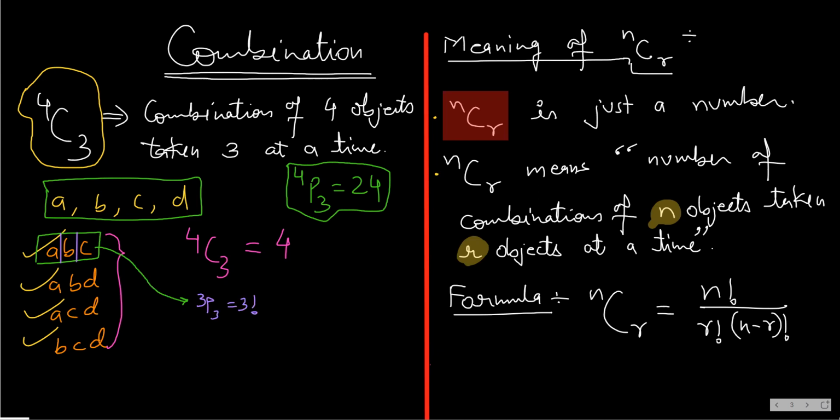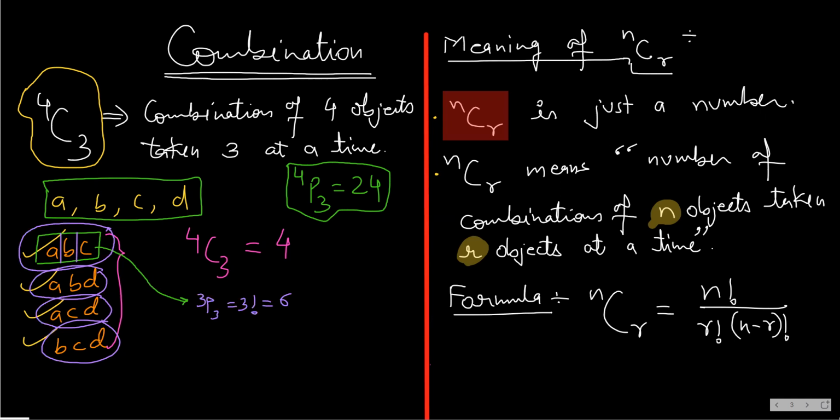So the 3 objects that you are taking, it is going to get you 6. Then this will get you 6. This will also get you 6. And this will get you 6. So you can understand 6 plus 6 plus 6 plus 6, or 6 into 4. How much is that? That is equal to 24.